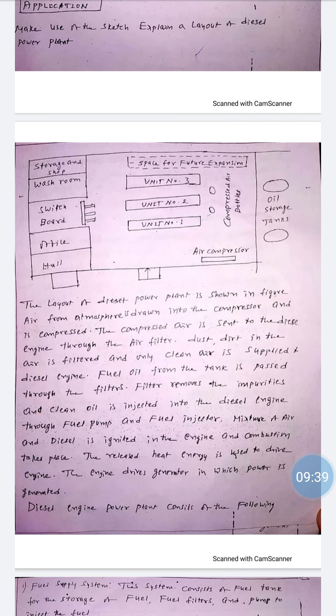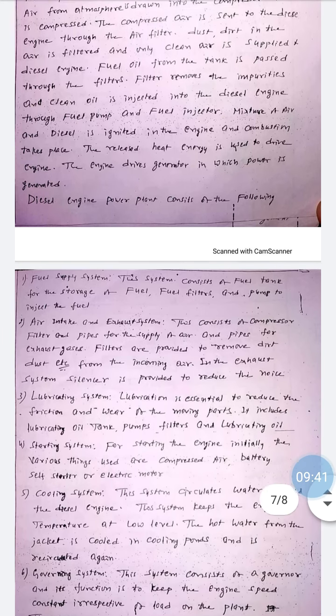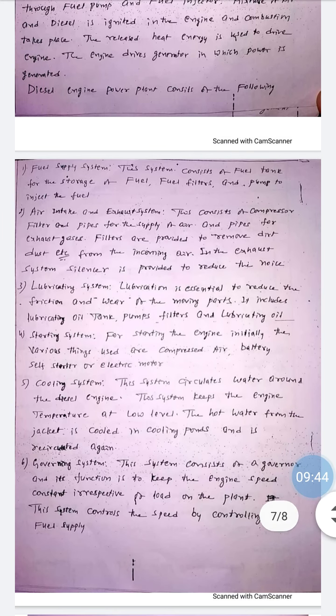Diesel engine power plant consists of the following: fuel supply system. This system consists of a fuel tank for storage of fuel, fuel filters and a pump to inject the fuel. Air intake and exhaust system. This consists of a compressor, filter, and pipes for the supply of air and pipes for exhaust gases. Filters are provided to remove dirt, dust, etc. from incoming air. In the exhaust system, a silencer is provided to reduce the noise.